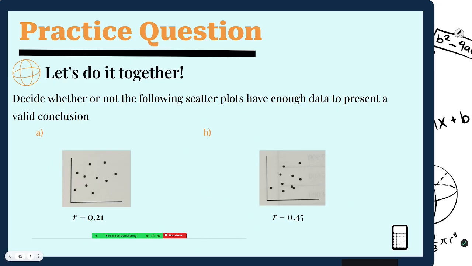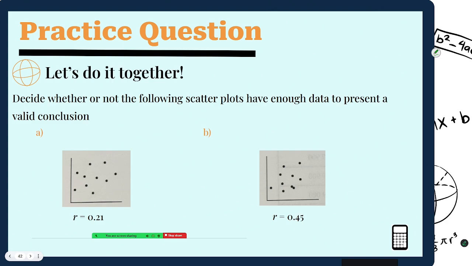I have another practice question on the board that says, decide whether or not the following scatter plots have enough data to present a valid conclusion. So here in our first example, we have very dispersed data points. You can't really form a shape, a line that goes through. It's hard to see, is it positive, is it negative? There's no correlation. It doesn't appear that there's a correlation, and that's because you couldn't put a line through all of the scattered points.